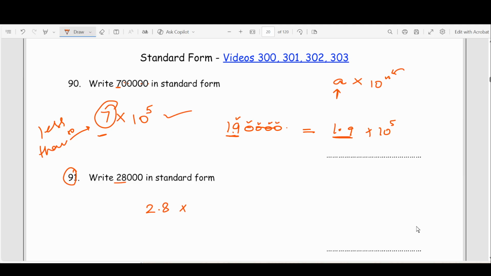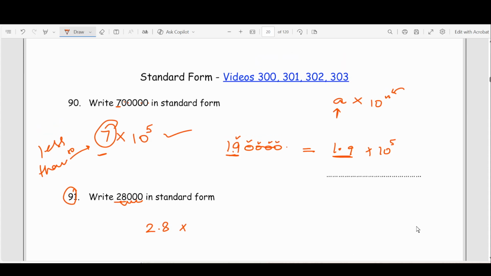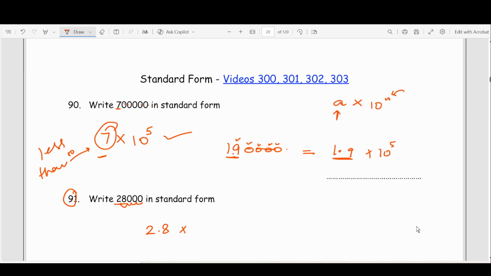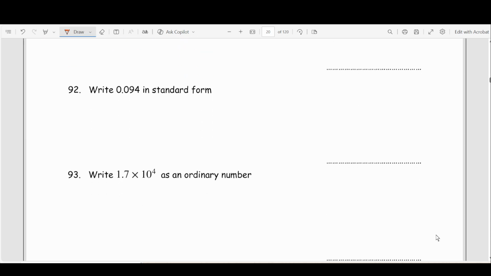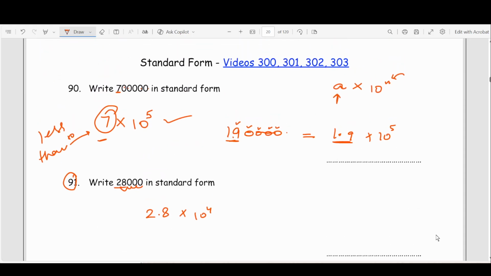If I'm putting the decimal here, count the number of digits after the decimal: 1, 2, 3, 4. That's 4. So it will become 2.8 times 10 to the power 4. Are you done? Yes, 2.8 times 10 to the power of 4. Absolutely correct. That's great.